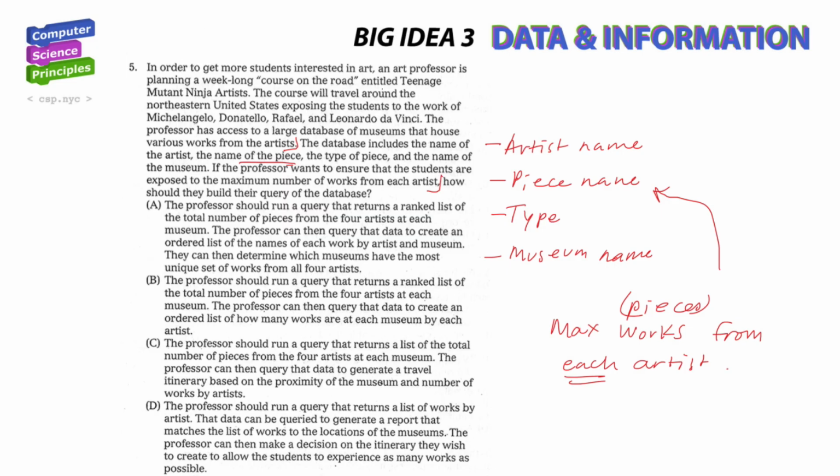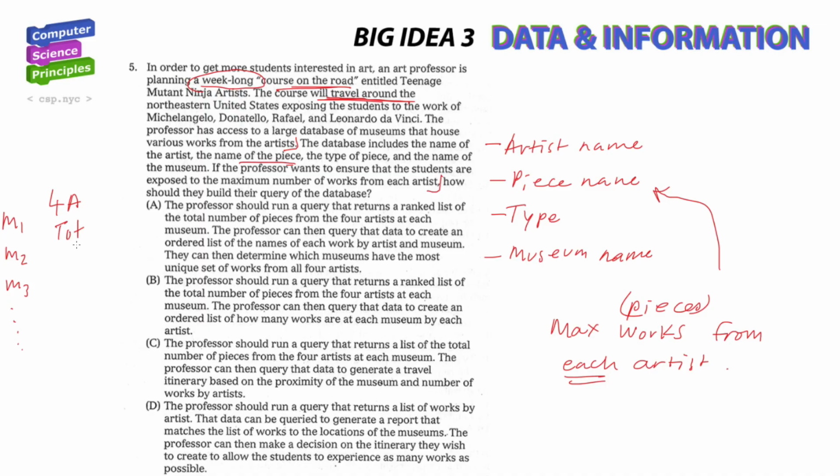Okay, and also keep in mind that he's planning a week-long course on the road, and the course will travel around the Northeast. So this is going from museum to museum. Okay, so for option A, we're told that the professor should run a query that returns a ranked, which means ordered, ranked list from first place onwards of the total number of pieces from the 4 artists at each museum. So Museum 1, Museum 2, Museum 3, and so on. And it's going to take the 4 artists and it's going to be a ranked list of the total number of pieces.